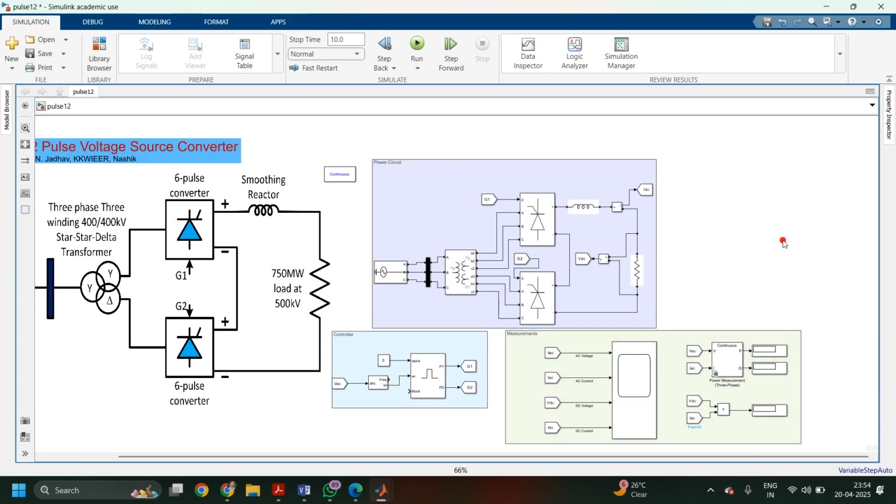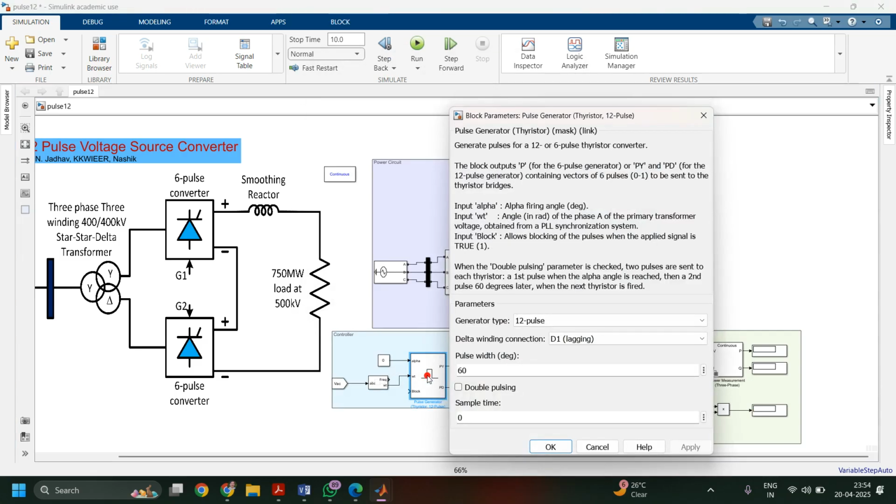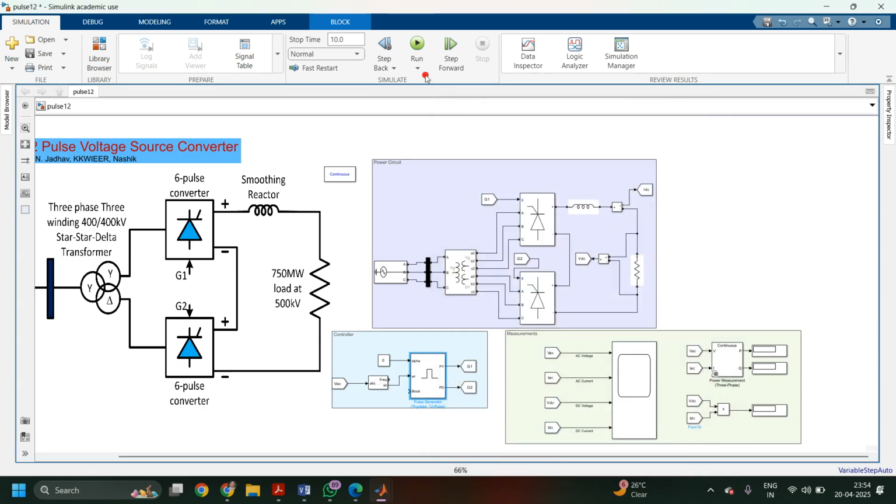Okay, now we have set alpha equal to 0. Double click this pulse circuit. So 12 pulse D1 is lagging because we have chosen the winding D1 in the transformer. So keep this D1 lagging. Keep the pulse width at 60 degree. Okay, so now we will run this simulation and check the output.